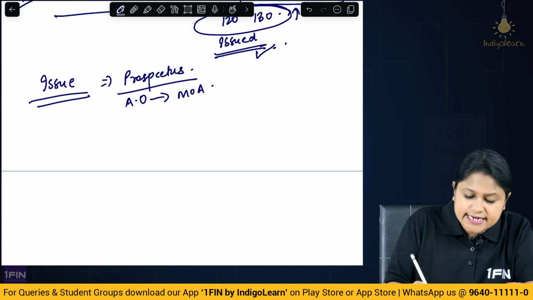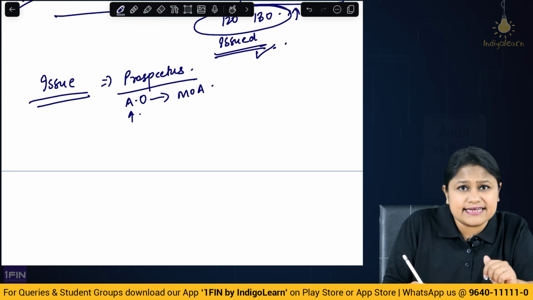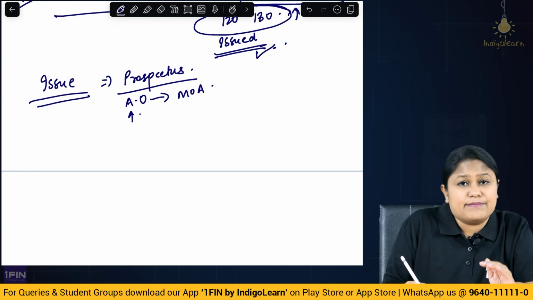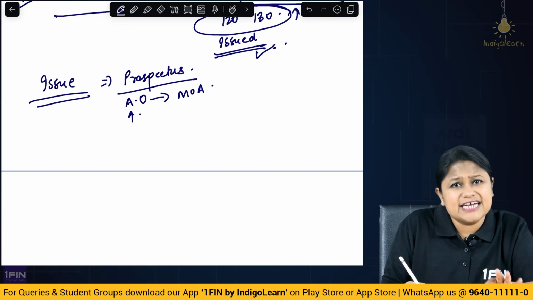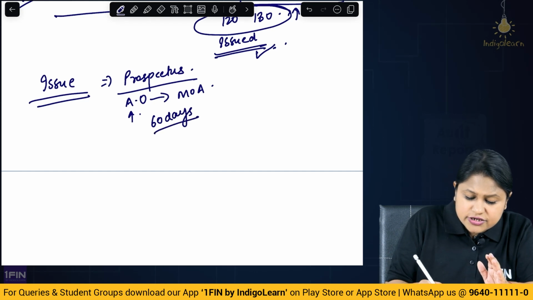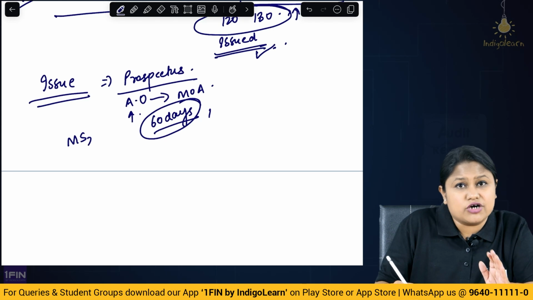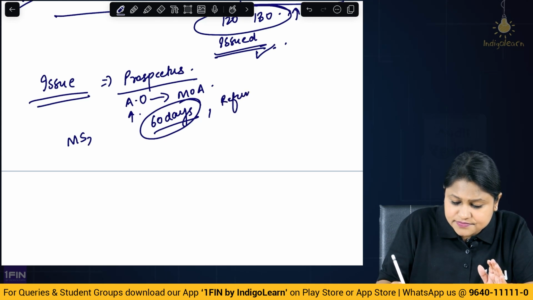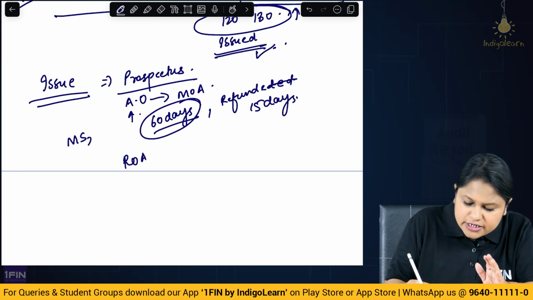Correct? Then you will see whether the issue has been within the limit of authorized capital, paid up capital not exceeding that. Correct? Then whether application money has been received, whether minimum subscription has been achieved, only then they go for allotment, and whether allotment has been completed within 60 days. So you can see minimum subscription, correct? Then 60 days, or if it is not received, it has been refunded within 15 days, correct? Then you have filed the return of allotment with ROC, correct?